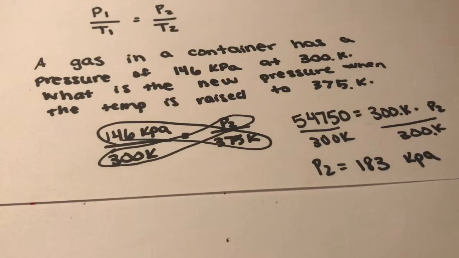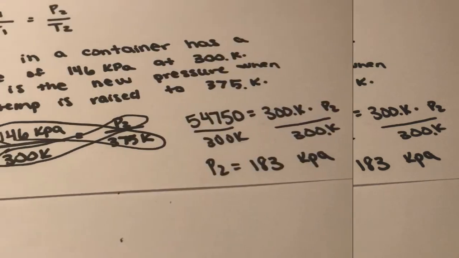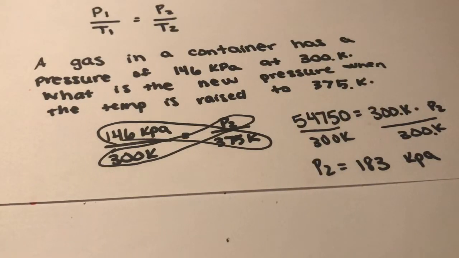In this scenario, the temperature increased from 300 degrees Kelvin to 375 degrees Kelvin. And the pressure also increased from 146 to 183 kilopascals. This makes sense because of their direct relationship. As pressure increases, temperature increases as well.